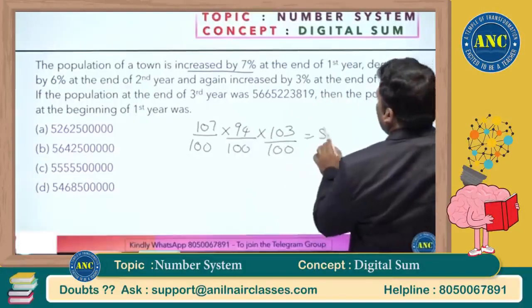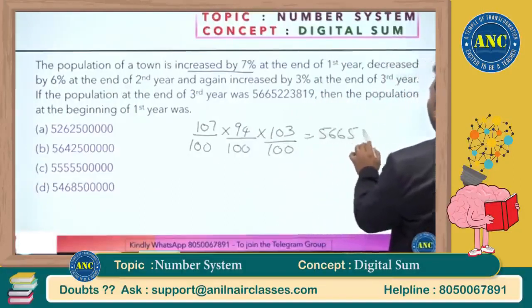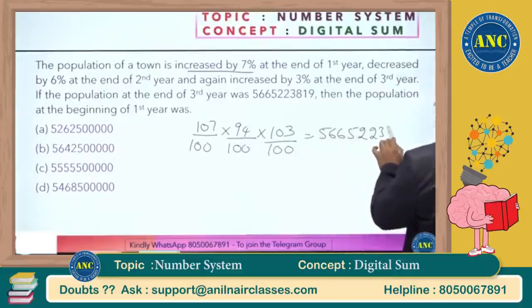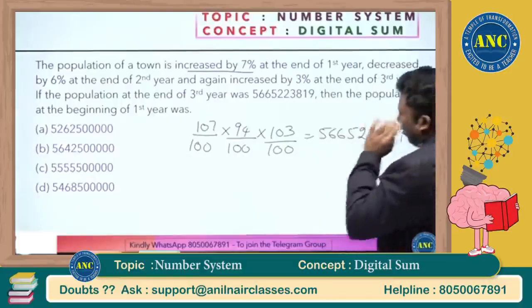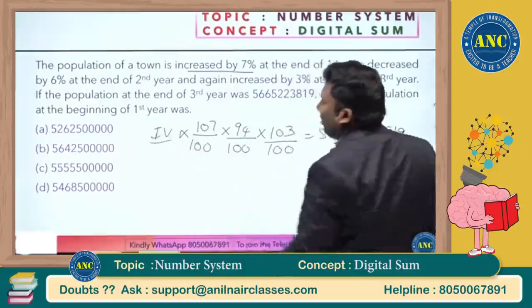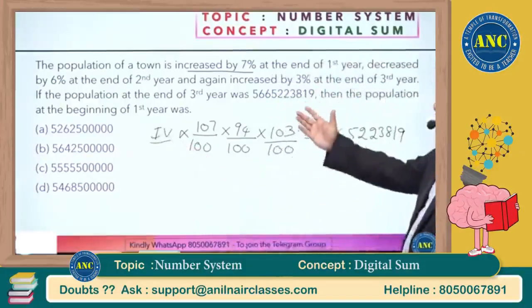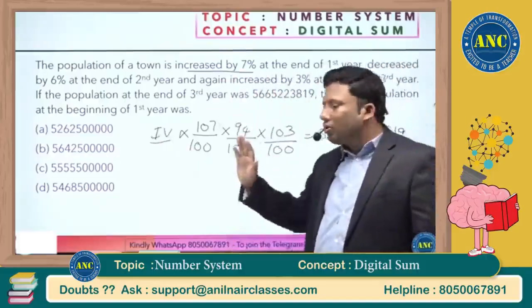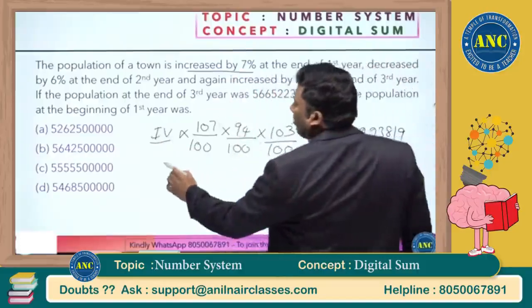Finally, the population is 566522, 3819, 3819. Initial value, how much is it? Initial value, how much? Very, very easy question. Seems like an IIFT big quant question, but actually it's a very easy question.